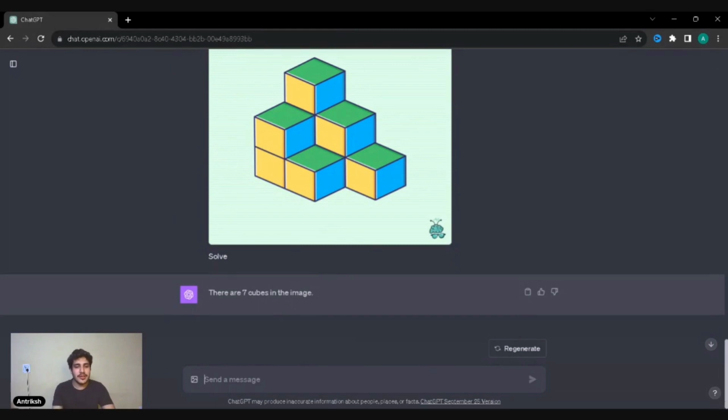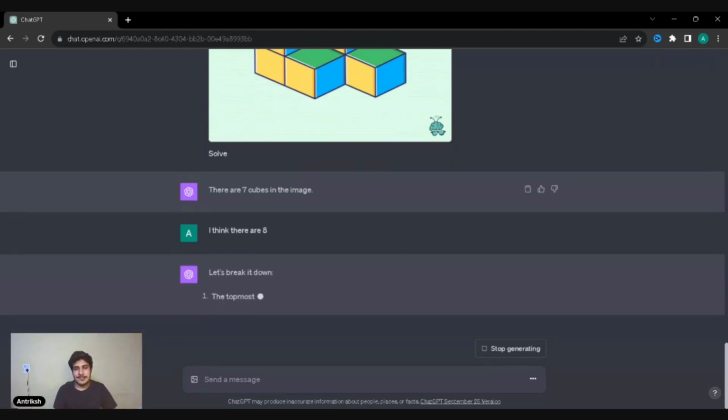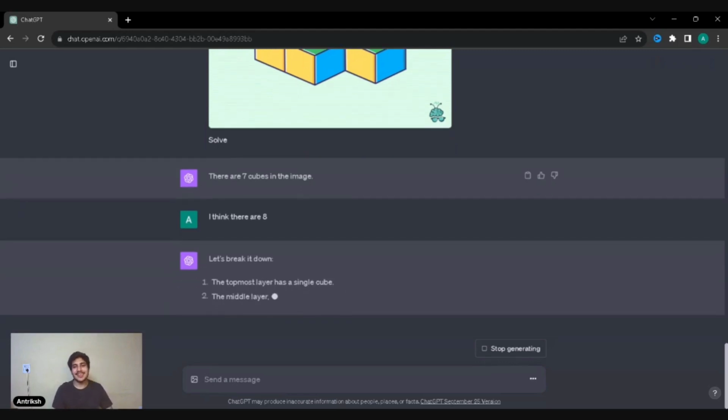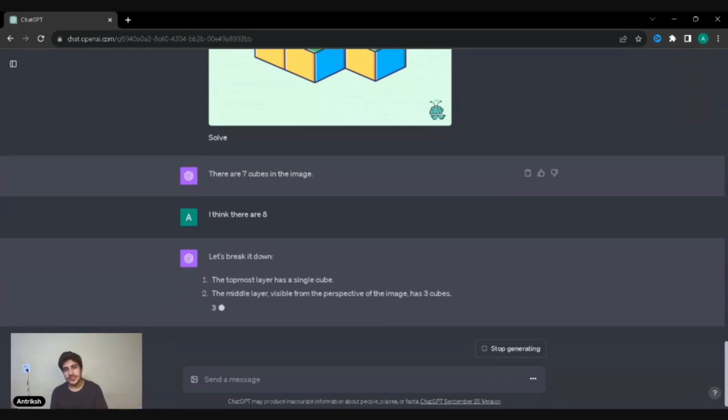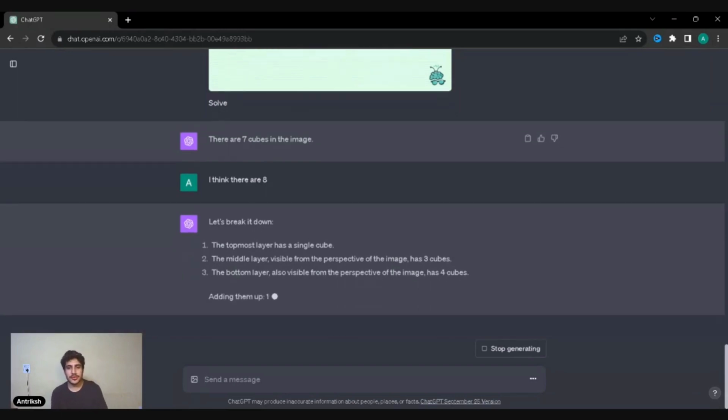Wait, let's try to trick it. I think there are 8. Let's see if it tricks, right? Let's see what it says. Let's break it down. There you go. The topmost layer has a single cube, the middle layer visible from the perspective of the image has 3 cubes. Bottom layer also visible, there's 4 cubes, adding them up, 7.